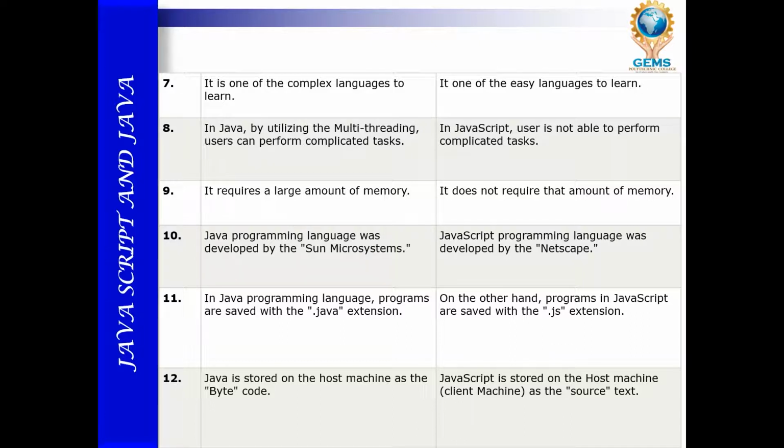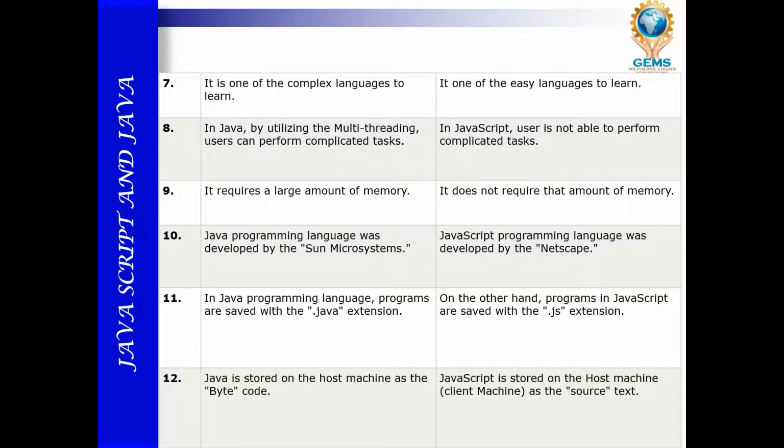In the Java programming language, programs are saved with the .java extension. JavaScript is saved with the .js extension. Java is stored on the host machine as bytecode. JavaScript is stored on the host machine, the client machine, as source. Host machine, client machine. These are the differences.